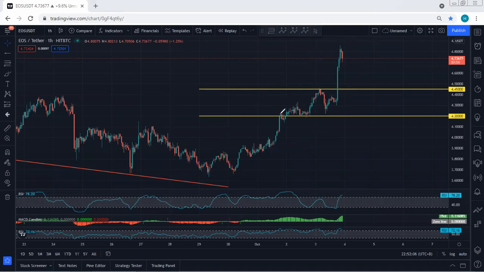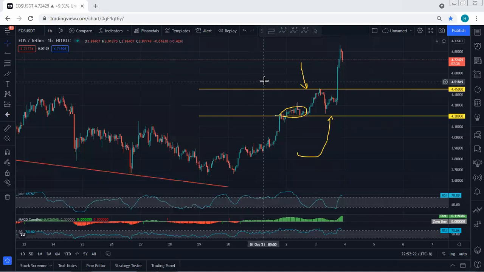And even if you refer to my last analysis, when the price broke 4.2, we mentioned the next level we're looking for is 4.45. Since we have been looking for buy, the first level was 4.2. As you can see, the price broke, and even the next one was 4.45. We don't need these lines anymore.